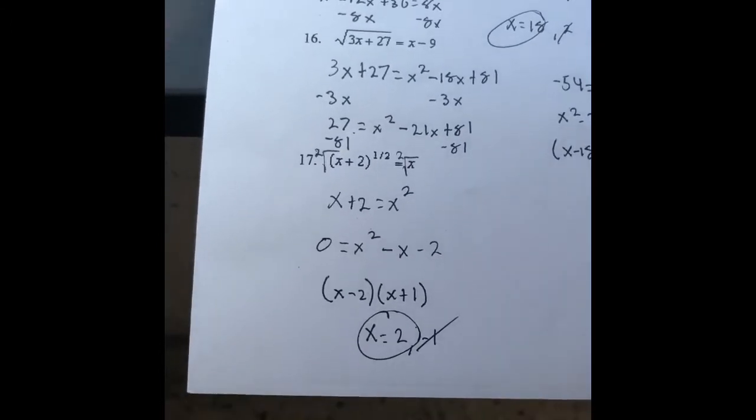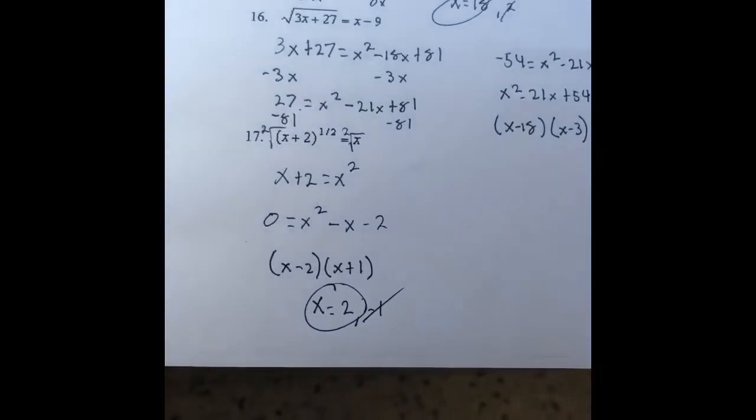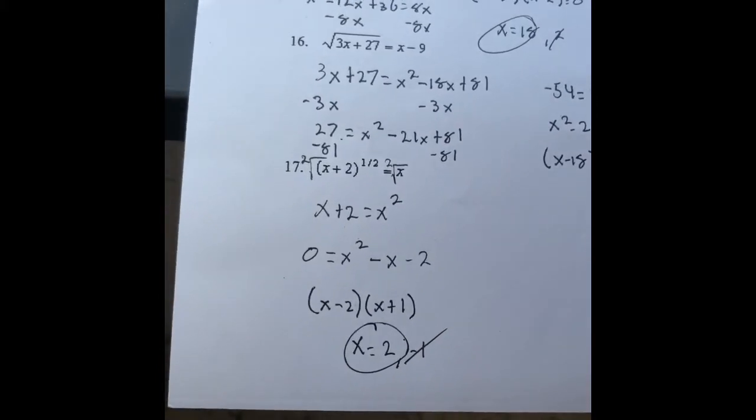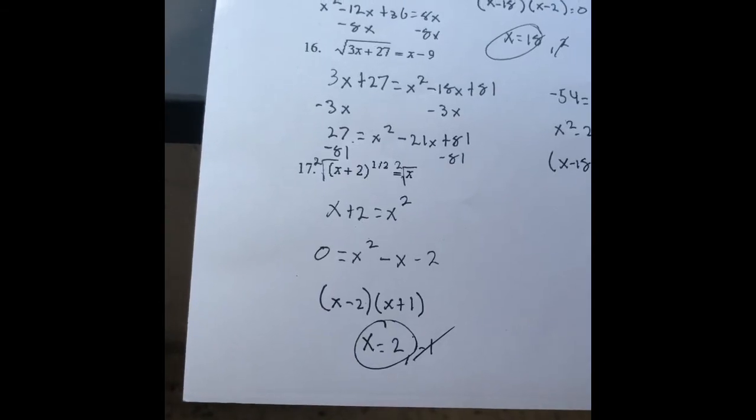You set these equal to 0, and you get x equals 2 and x equals negative 1. But when you plug these back into the equation, the only one that works is 2, so x equals 2.